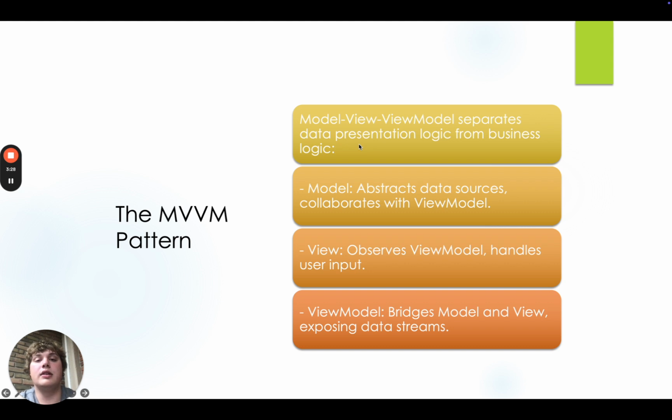The view model is the star of the architecture. It acts as a bridge between the model and the view. The view model exposes data streams that the view can observe, often through tools like LiveData or StateFlow in Kotlin. It handles the application logic and prepares data for the UI, but it doesn't know anything about the view itself. This separation makes the view model highly testable, as you can simulate various scenarios without depending on the view.